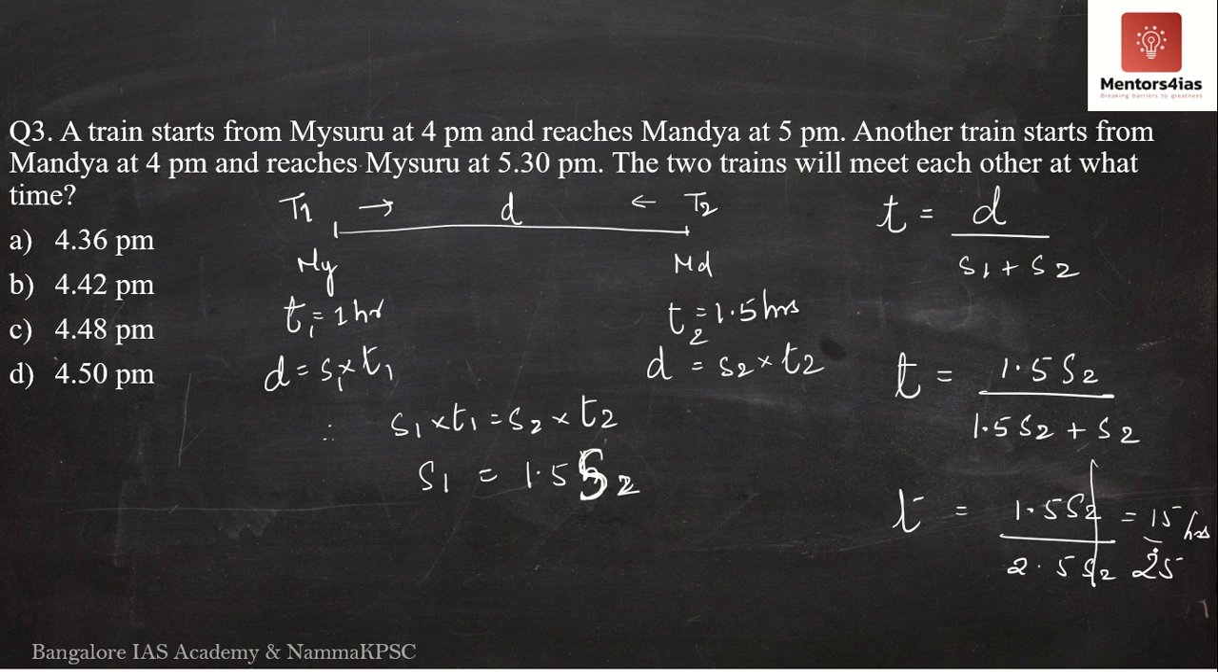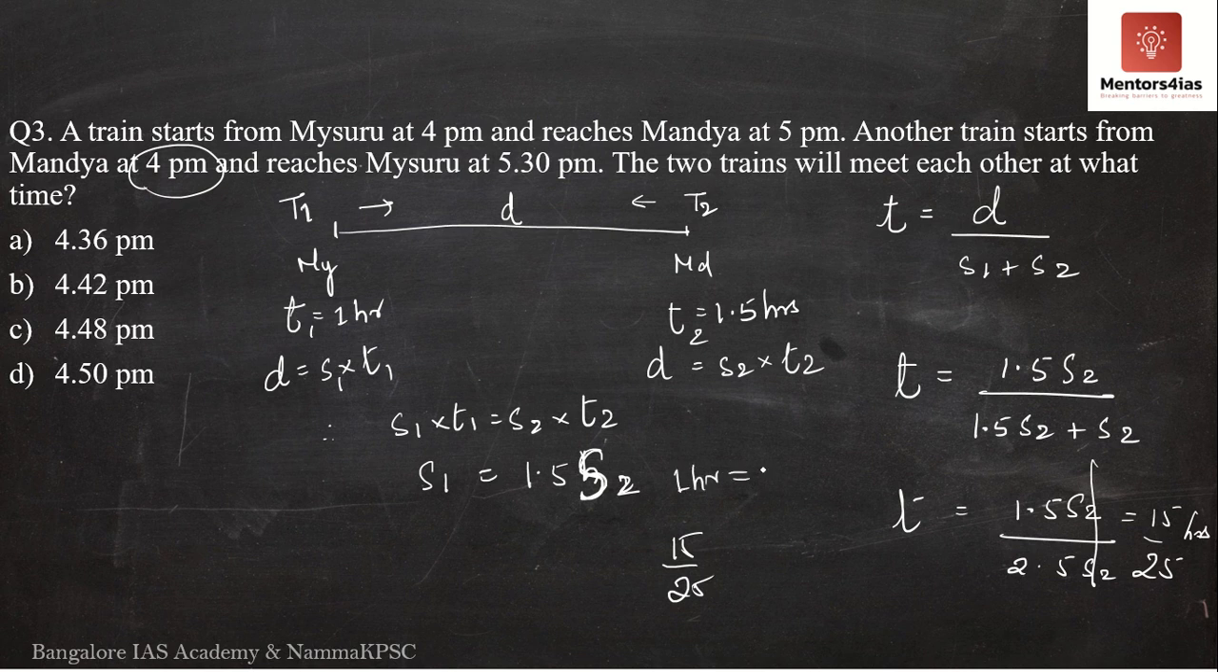Therefore, they take 15 by 25 hours to actually meet each other. However, if you look at the options, there is no such thing as 15 by 25 hours. Therefore, we have to determine how many minutes after 4 p.m. do they meet. Now, we know that it is 15 by 25. Okay, how do we convert it into minutes?